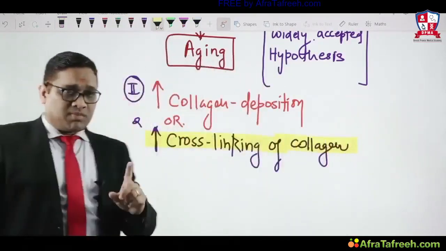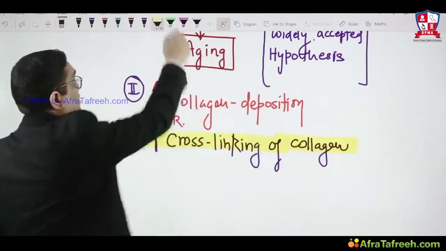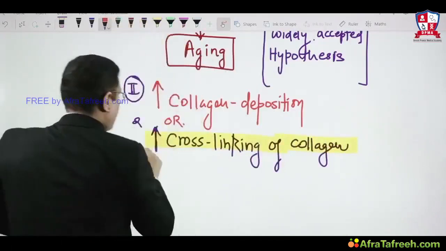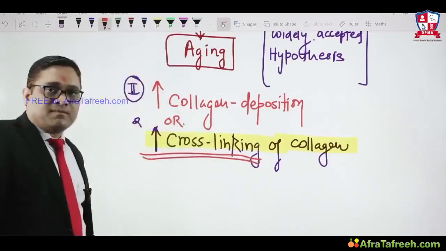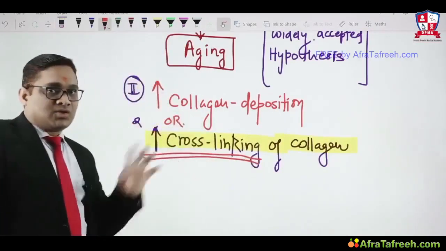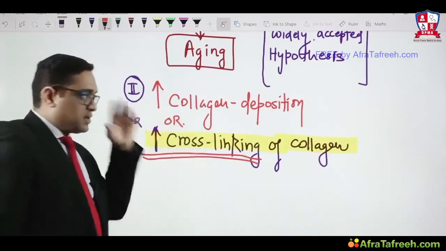So we have to keep this point in mind. Increased cross-linking, not decreased. That is the very, very important thing. Increased cross-linking of the collagen will promote aging. It's not anti-aging. It will promote aging, right?